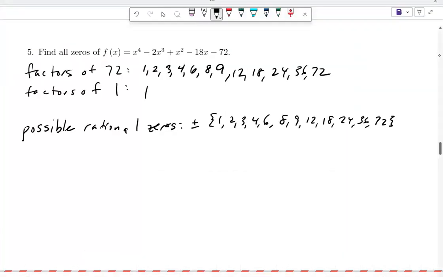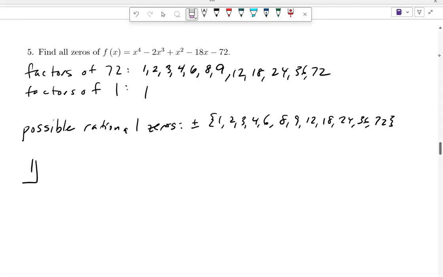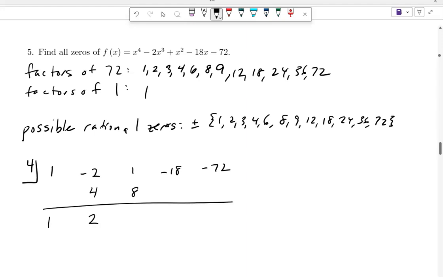Okay. So let's shoot back over. Let's try them. Which one do you want to try first? 4? And we'll do this with synthetic division again. 1, -2, 1, -18, -72. Goodness gracious. What do we do first? Drop the 1. Then we multiply, and then we add, and then we multiply, and then we add it, multiply it.